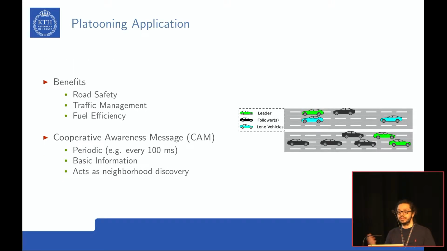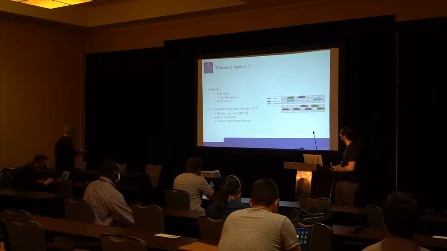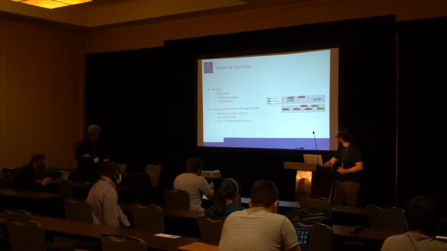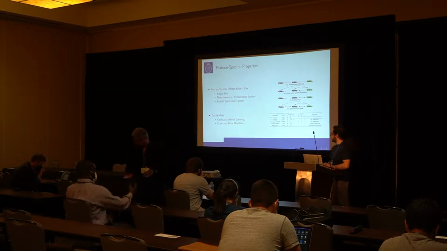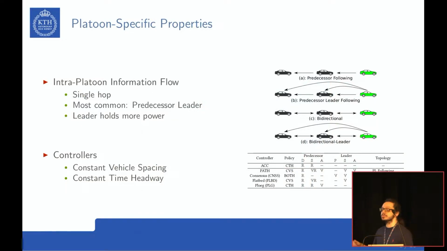So what is a platoon? Essentially, a platoon is a convoy of vehicles that interact with each other, sending some messages, in this example, CAM messages, where they are periodically disseminated every, let's say, 100 milliseconds in order to improve road safety, traffic management, and fuel efficiency. You will see that the vehicles are closer together. The green is the leader and the black is the follower in the platoon, while the cyan non-smart vehicles are essentially spaced together.